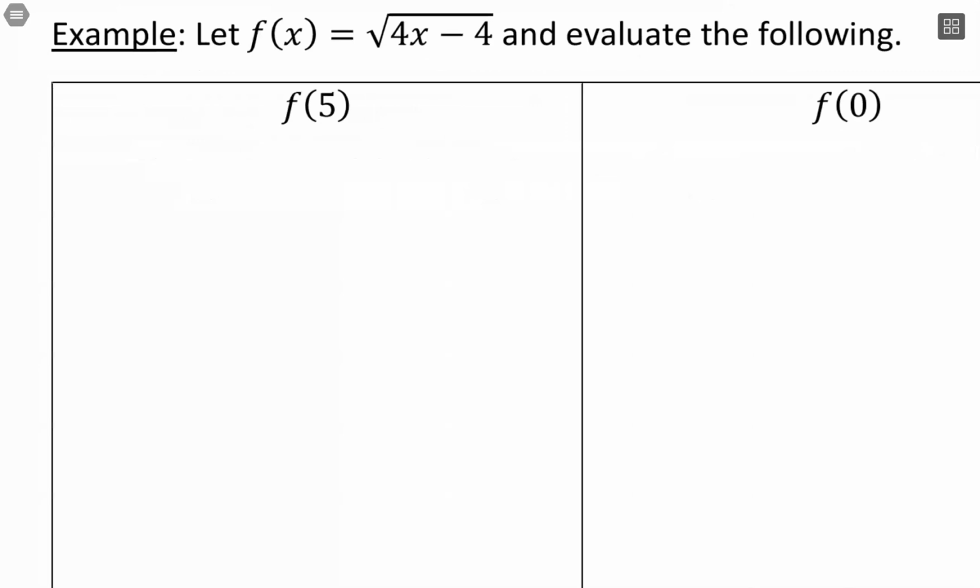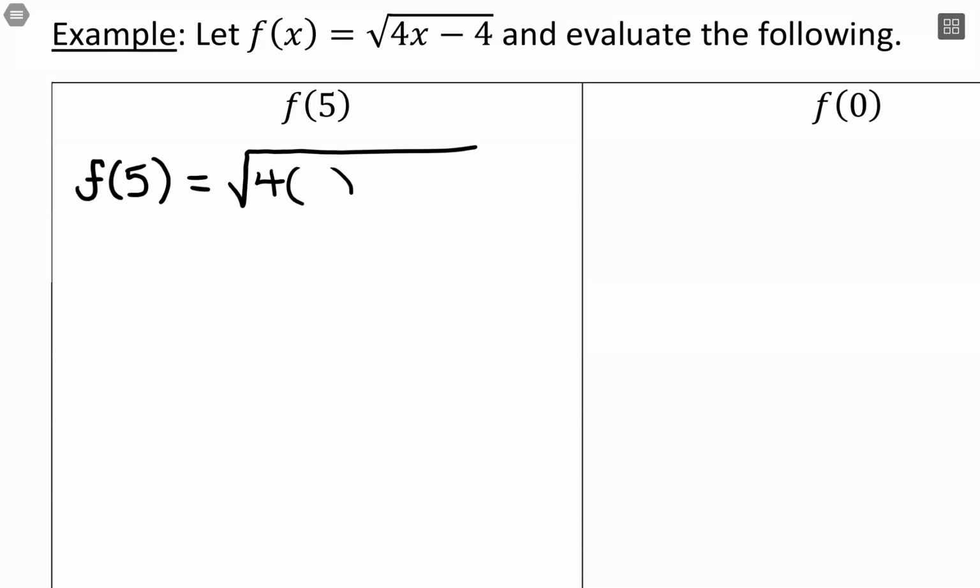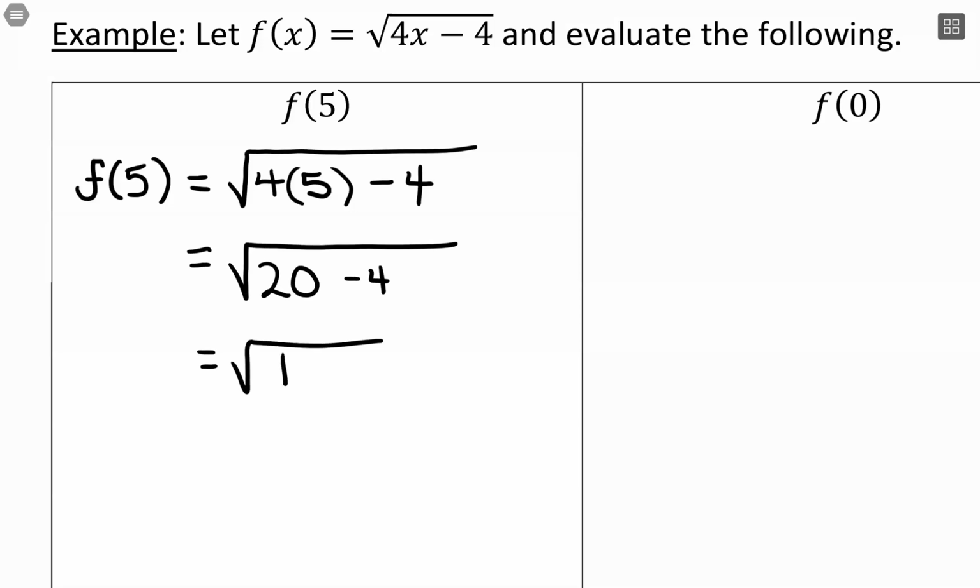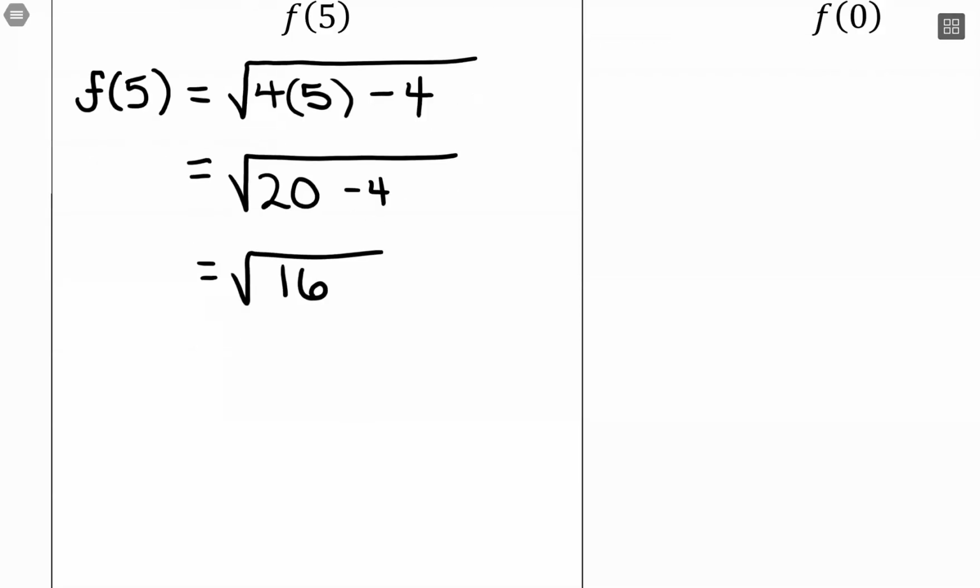Alright, so with this first one, if I want to find f of 5, my function tells me to take a square root of 4 times the input minus 4, where our input is 5. So then I'm going to simplify down: square root of 4 times 5 is 20, minus 4, which is the square root of 20 minus 4, which is 16, and then we use our principal square root, which is 4. So f of 5 is equal to 4.